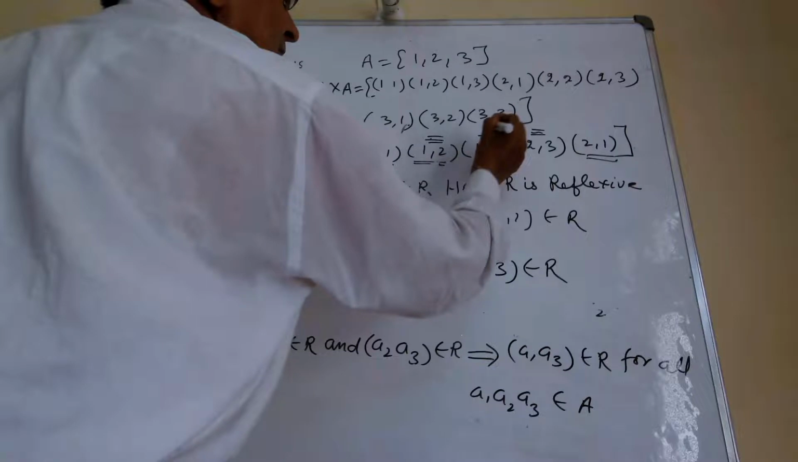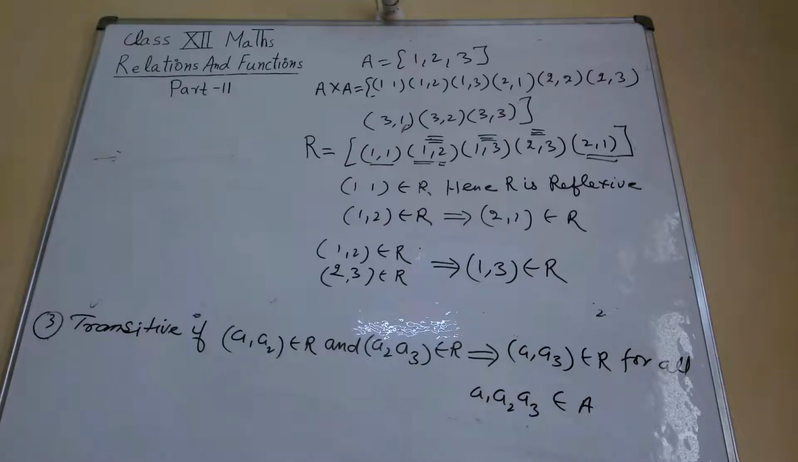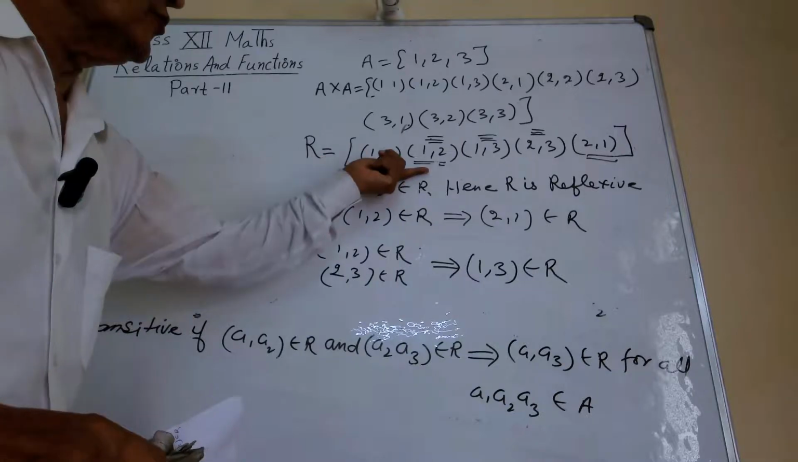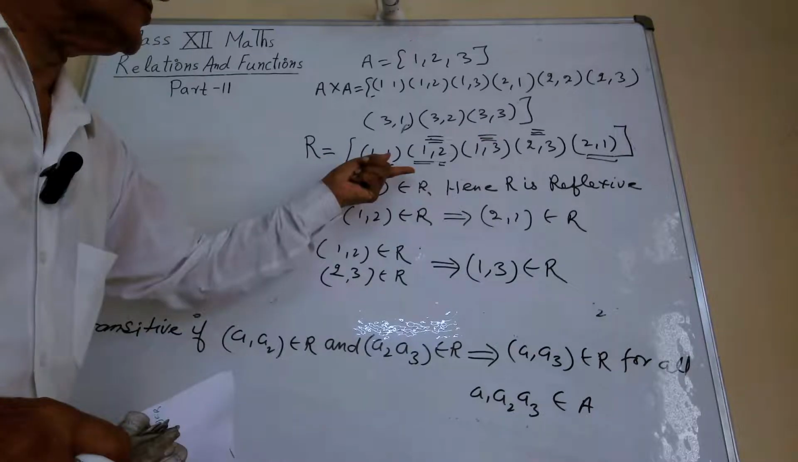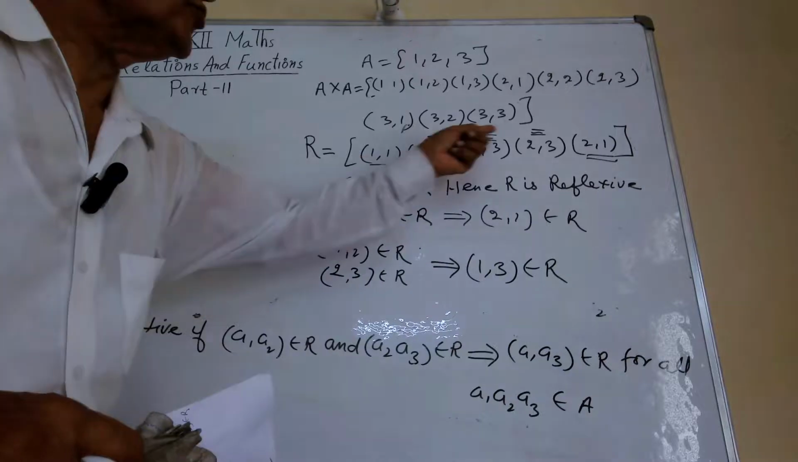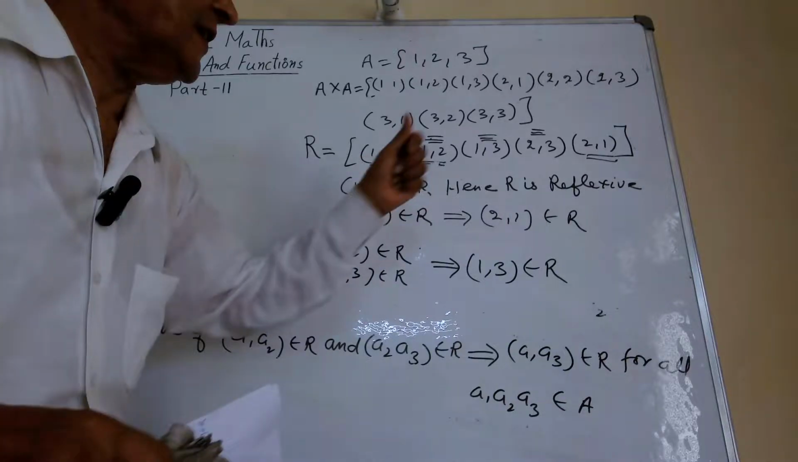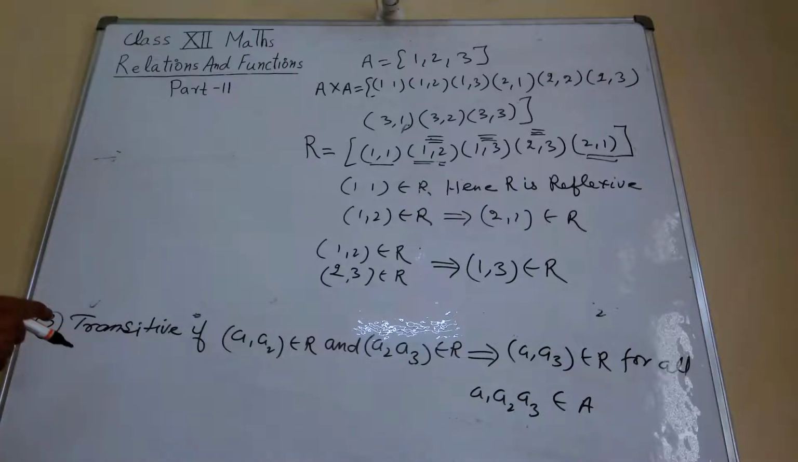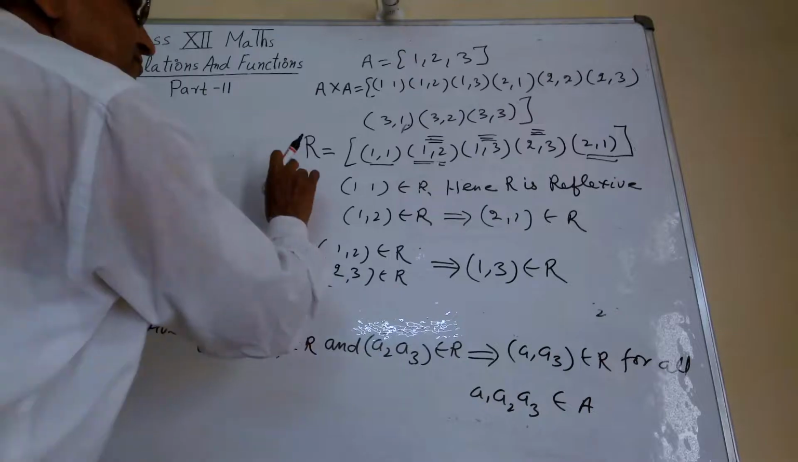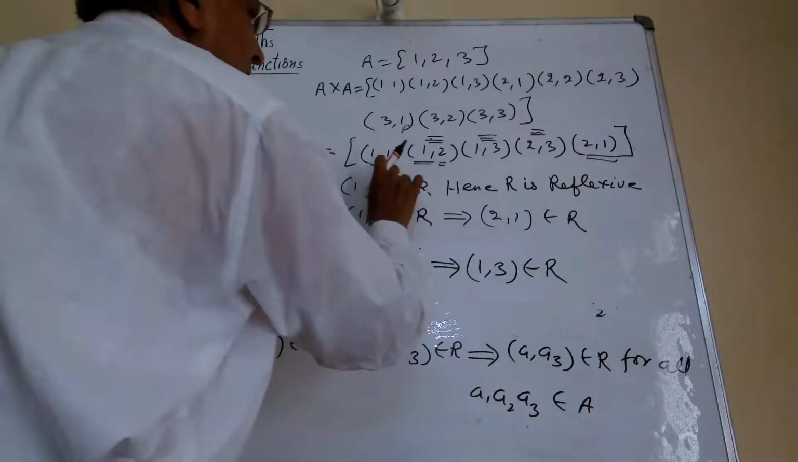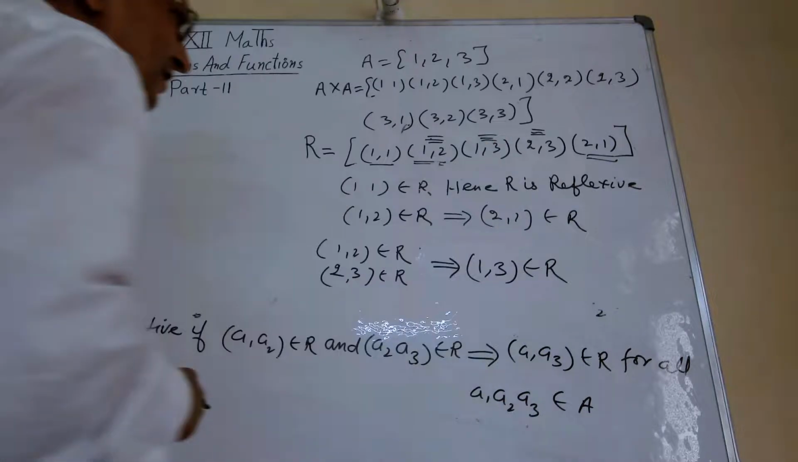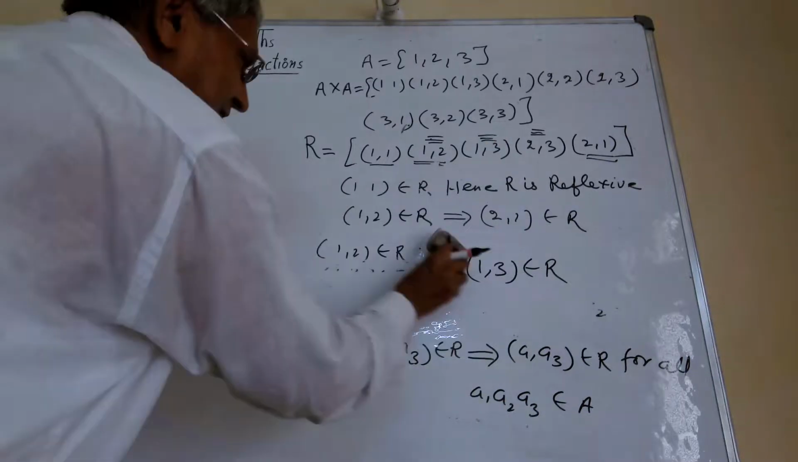3 lines shows that one line shows that this relation is reflexive. 2 lines shows that this relation is symmetric. 3 lines shows that this relation is transitive. Hence, the condition of these three, reflexive, symmetric, transitive, satisfied. All the conditions are satisfied in this relation, in R. Hence, this R is an equivalence relation.